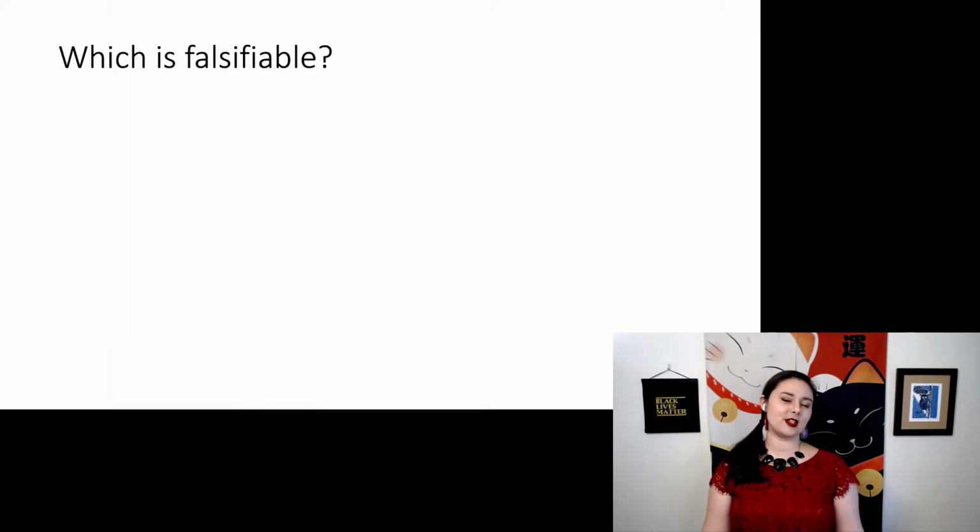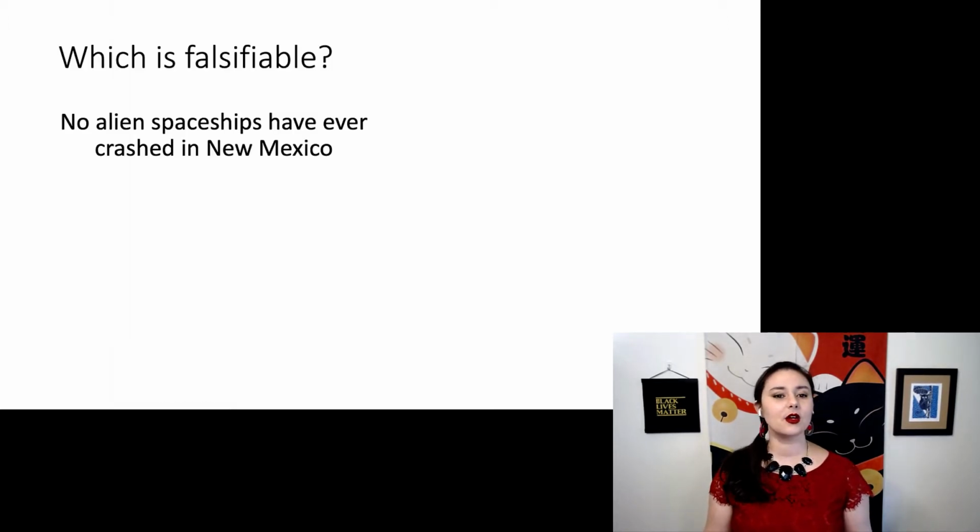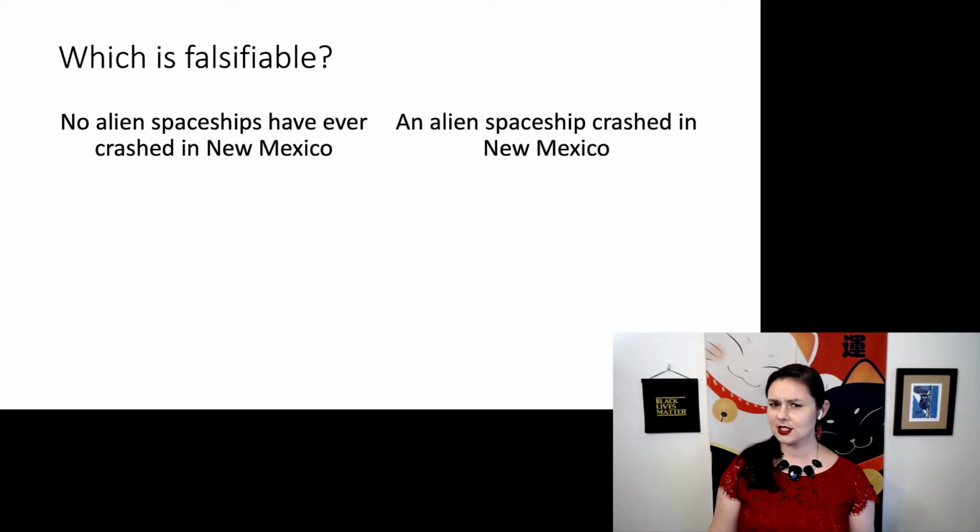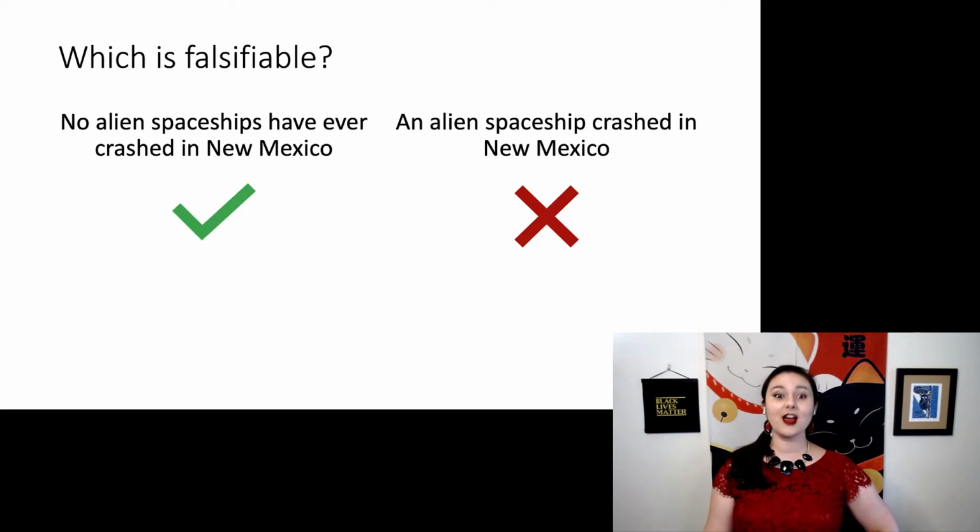But let's start with an example. In our first statement, no alien spaceships have ever crashed in New Mexico. And here's a second statement. An alien spaceship crashed in New Mexico. Which of these two statements is falsifiable? If you guessed the first one, that is correct.